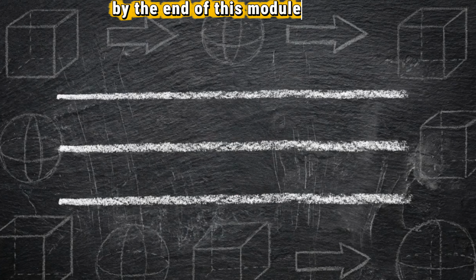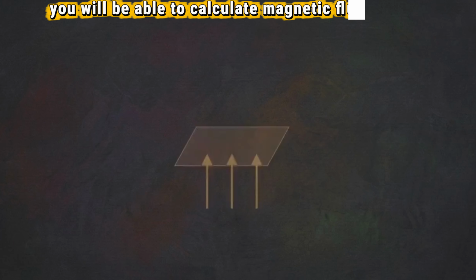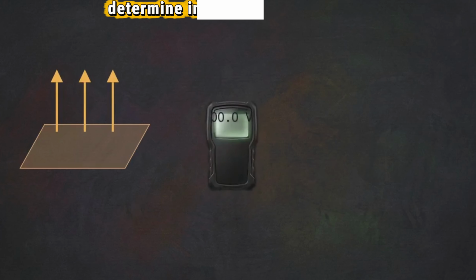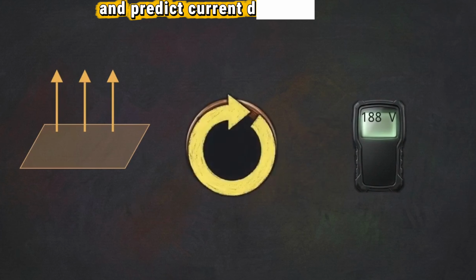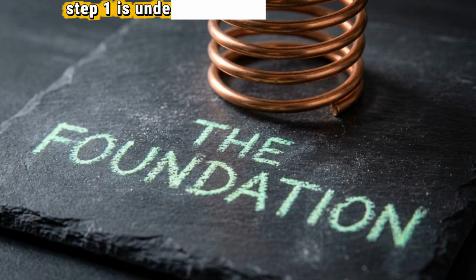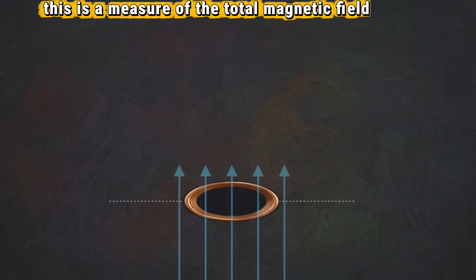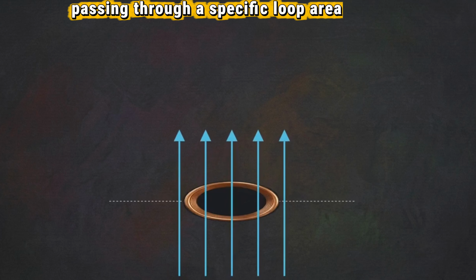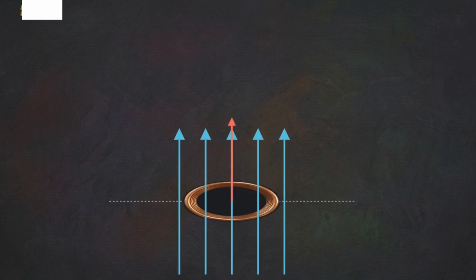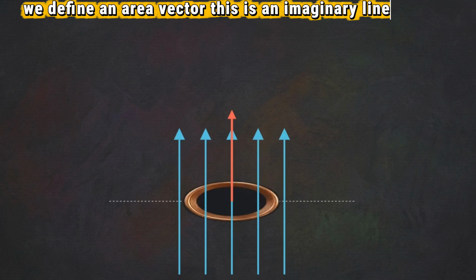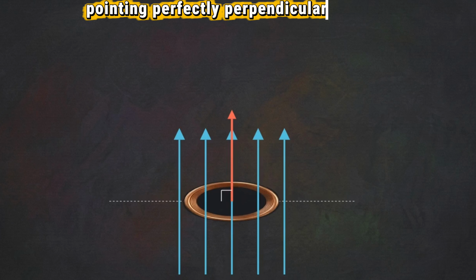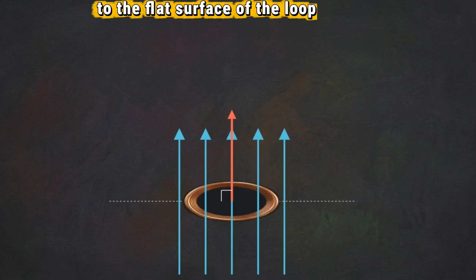By the end of this module, you will be able to calculate magnetic flux, determine induced voltage, and predict current direction. Step 1 is understanding magnetic flux. This is a measure of the total magnetic field passing through a specific loop area. To measure this accurately, we define an area vector. This is an imaginary line pointing perfectly perpendicular to the flat surface of the loop.